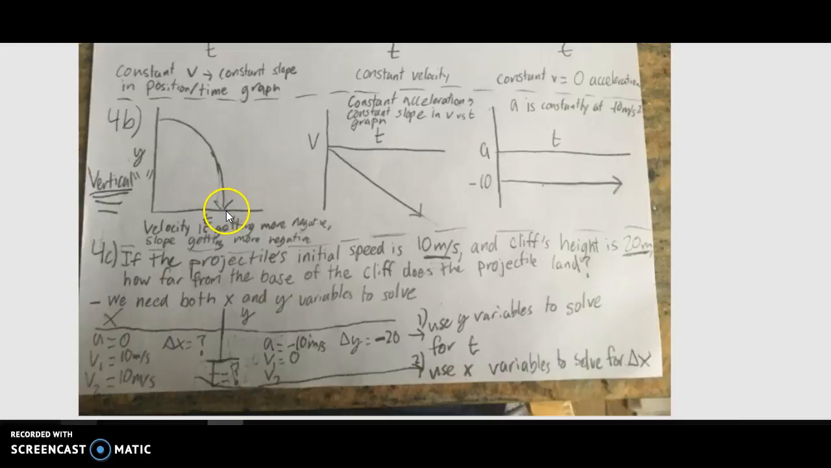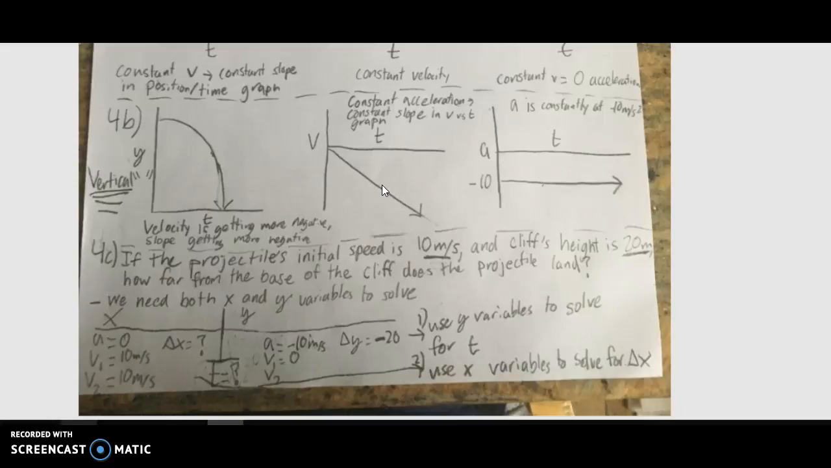So we see that it starts at zero and it goes all the way down to almost a vertical line at the axis. So now looking at the velocity graph, it starts out at a zero velocity and keeps getting more and more and more negative. Because there's a constant acceleration, we see that there is a constant slope in this velocity versus time graph.